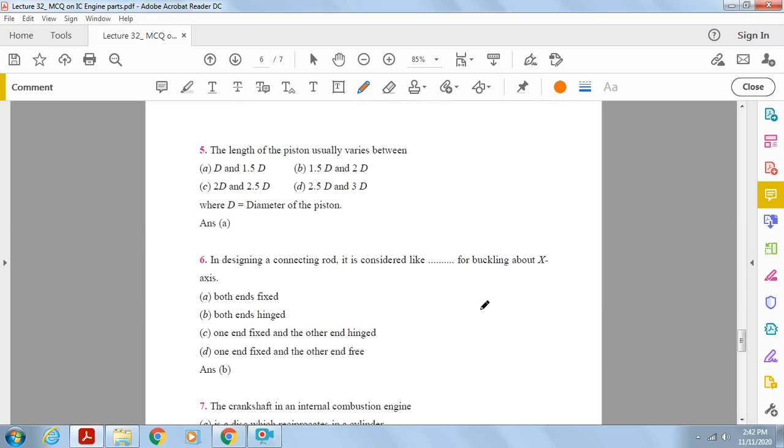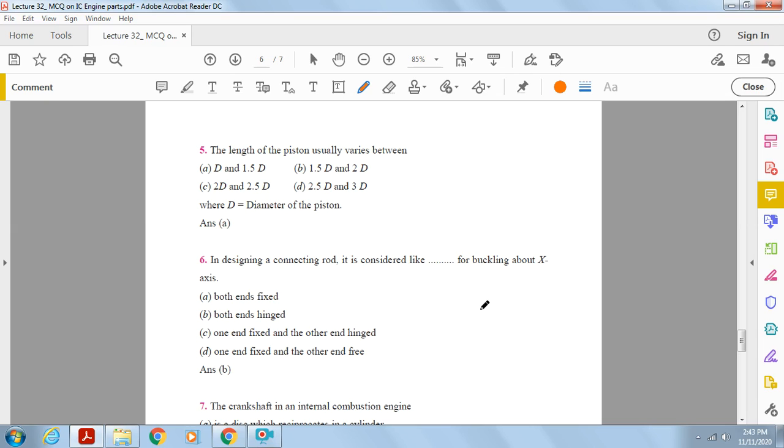Question number 5. The length of the piston usually varies between: option A, D and 1.5D; option B, 1.5D and 2D; option C, 2D and 2.5D; option D, 2.5D and 3D, where D is the diameter of the piston, that is the outside diameter of the piston, which is also called the bore of the cylinder.